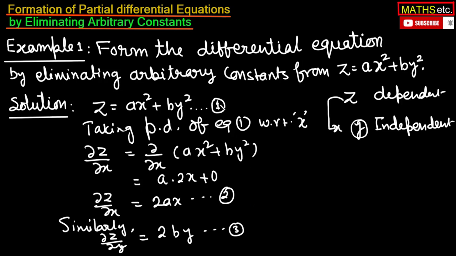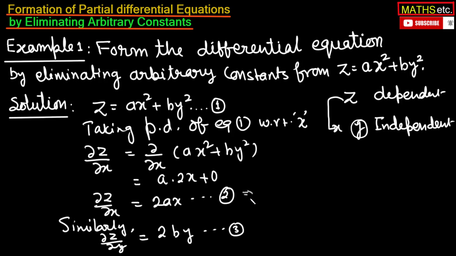Now already we have three equations, 1, 2 and 3. So we need not do further partial differentiation. And from these three equations, we will eliminate arbitrary constants a and b. So how will we do it? From equation 2, we will solve for a, right? And equation 3 for b. From equation 2 and 3, we will put the values of a and b into equation number 1, and we will get the required differential equation, right?